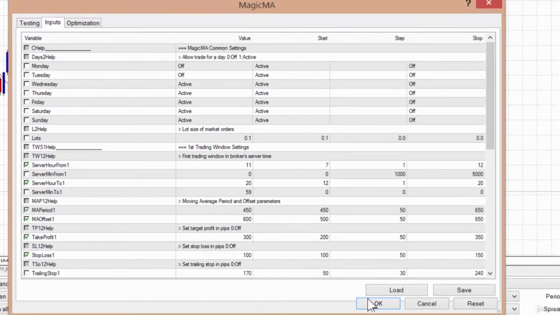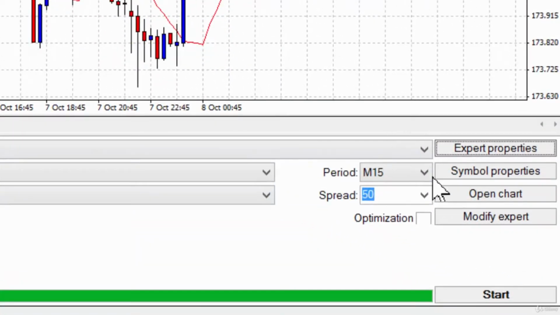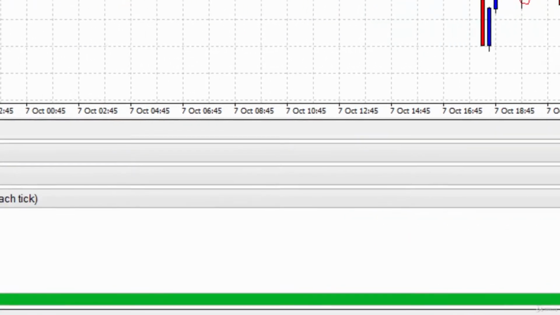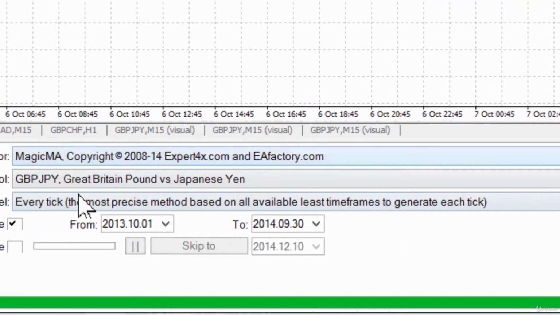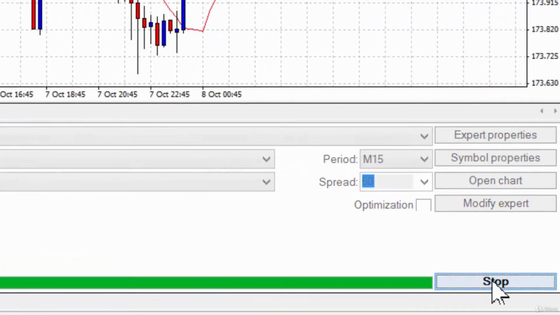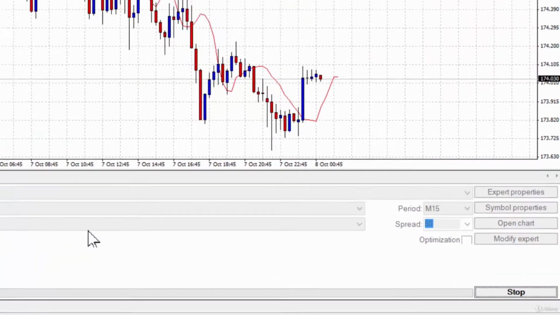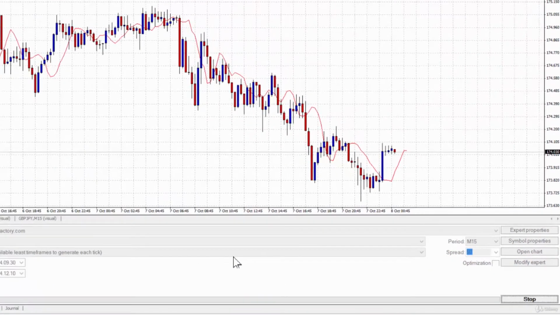So the next step is to run this account for the year. Now I'm going to try and do it as accurately as possible, so I'm going to use every tick basis, which will be a bit slower but more accurate. So let's do that. And away it goes, and it's going to start the test.